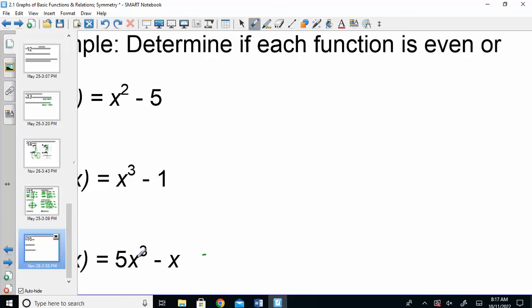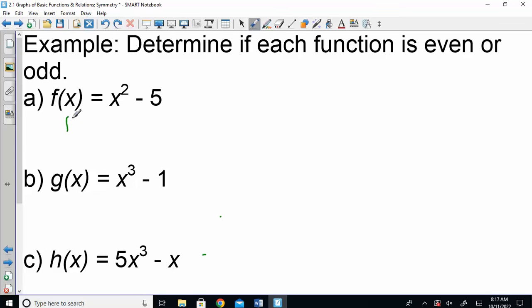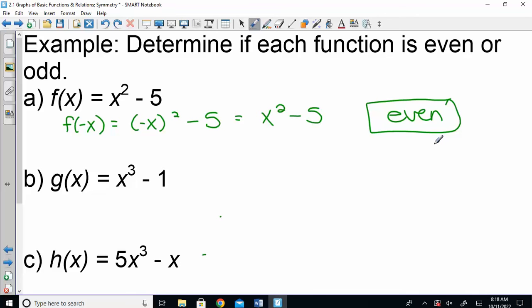So let's look at that. If I wanted to do f of negative x, so if I plug in a negative, a negative squared is positive. So negative x times negative x is a positive x squared minus 5. It's the same as what we started with. So that's symmetric to the y-axis or even.